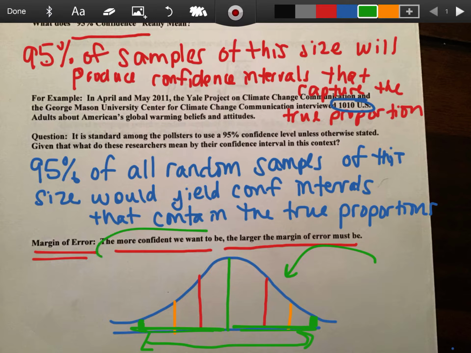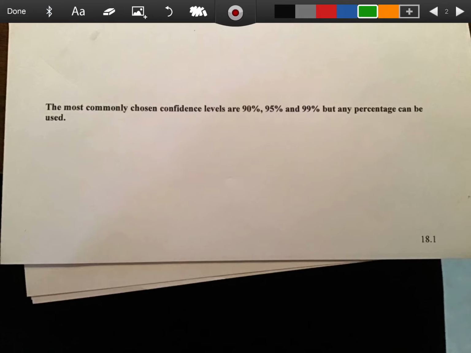So the more confident we have to be, the larger the margin of error must be, because we want to make sure that we catch our information. And maybe it was like we said it was here, and maybe we're way off. Maybe it's over here. But if we go way out here, we're 99.7% sure that we're going to catch our true proportion of the actual data.